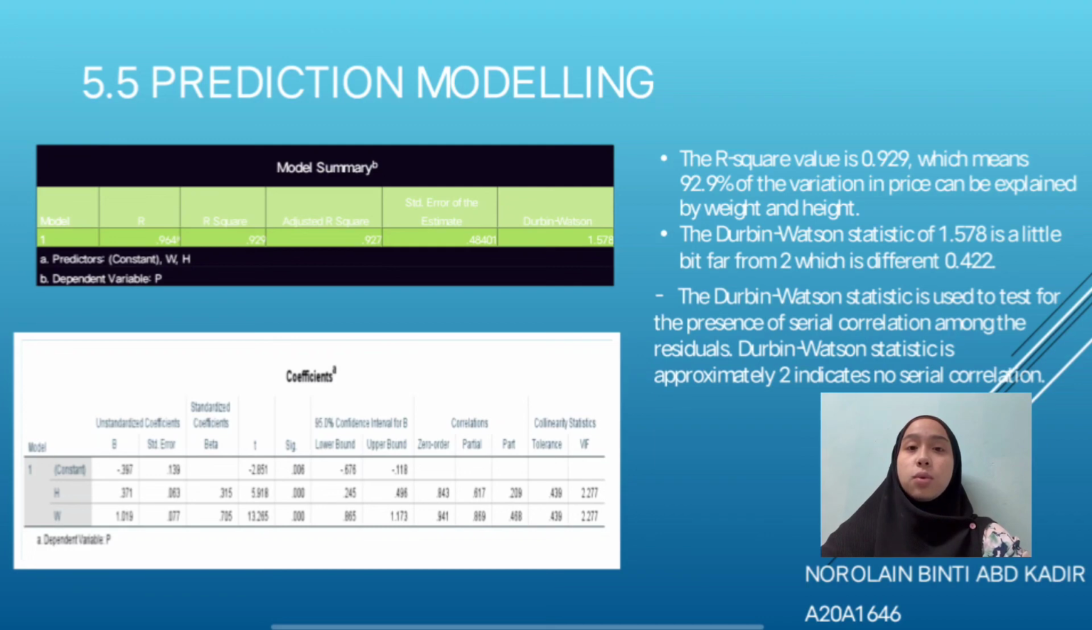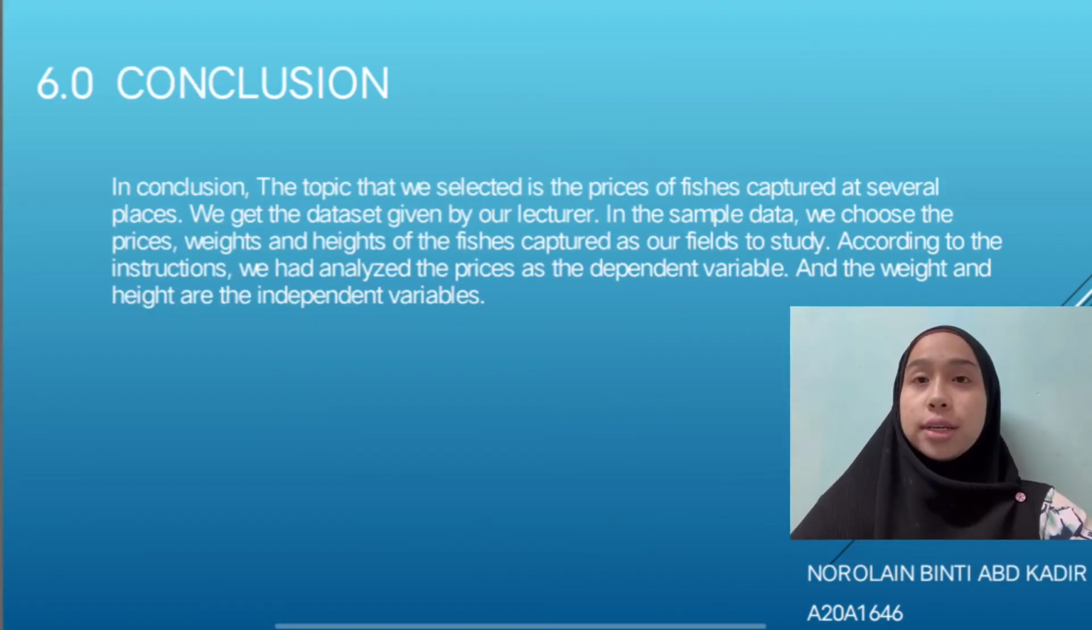The Durbin-Watson statistic of 1.578 is a little bit far from 2, a difference of 0.422. The Durbin-Watson statistic is used to test for the presence of serial correlation among the residuals. In conclusion, the sample data that we chose, which is the price, weight, and height of the fish capture, we analyzed with price as the dependent variable, and weight and height as the independent variables.